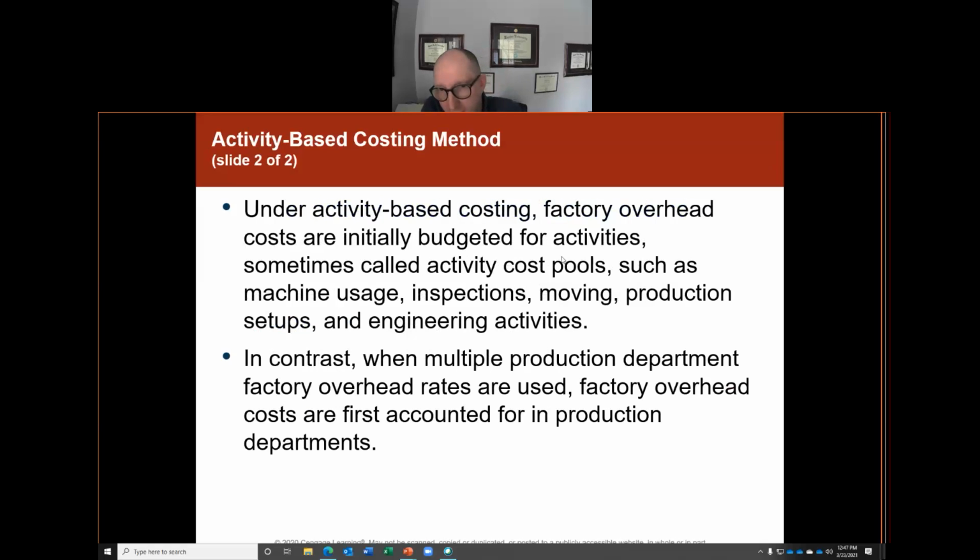I typically identify this as being actions based on activity drivers or activity cost pools. Activity cost pools are costs that are lumped together based off of their similarities. Example of this would be machine usage, inspections, moving, product setups, engineering activities.